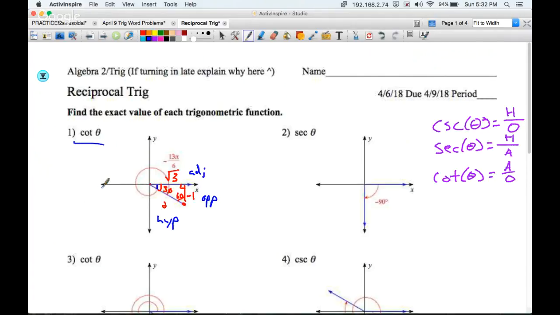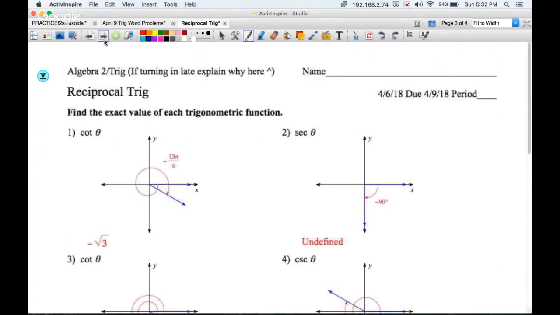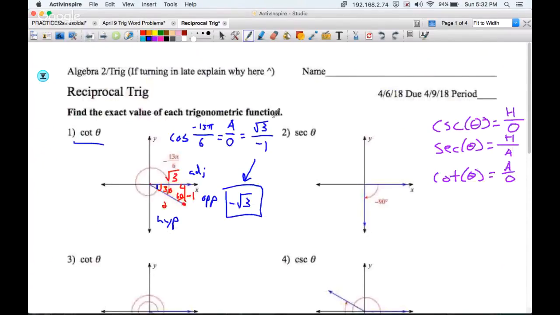We're asking for the cotangent of theta, with theta being negative 13 pi over 6. So the cotangent of negative 13 pi over 6 is equal to, I look over here, adjacent over opposite, which is equal to the square root of 3 divided by negative 1. That simplifies to negative square root of 3. And I'm curious if in the answer key, yes, they leave it in the square root form.